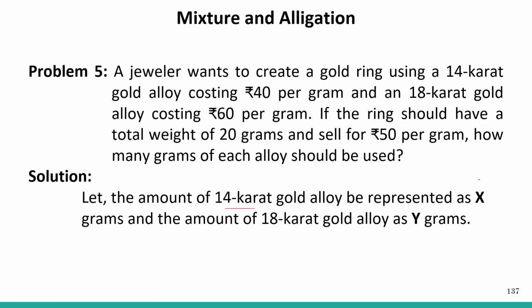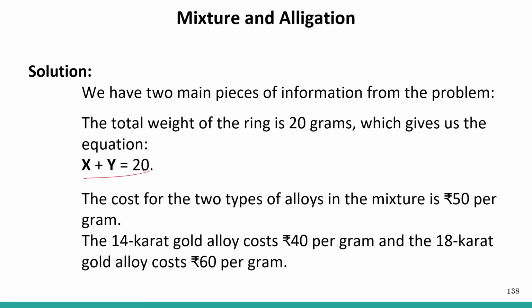So let the amount of 14 karat gold be x, and let the amount of 18 karat gold be y. Actually, y is equal to 50 minus x, right? Because adding these two must be equal to 50. So x plus y is equal to 20. Sorry, 20 grams. Okay, I made a slight mistake there.